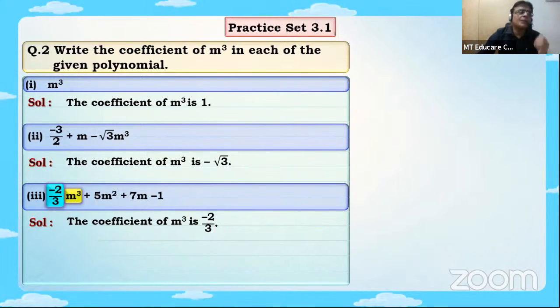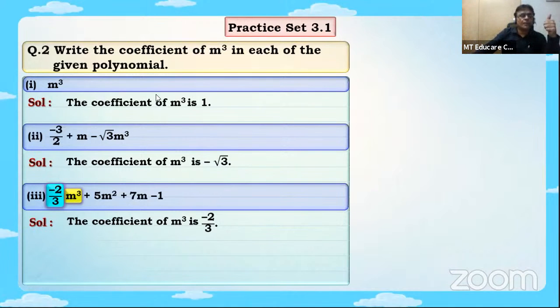Look at the last one. Suppose if I tell you to find the coefficient of m term, tell me what will be the coefficient of m term. I don't want coefficient of m cube. I have changed the question. I am telling you to find the coefficient of m term. Then what is your answer? Very good. Plus 7 or only 7. Tell me what is the coefficient of m square term. Think and tell me. Very good. Absolutely correct. It is plus 5. Got it? Chalo. I hope it is clear.